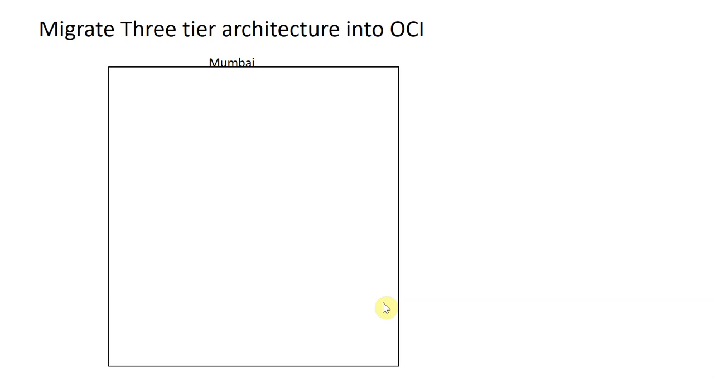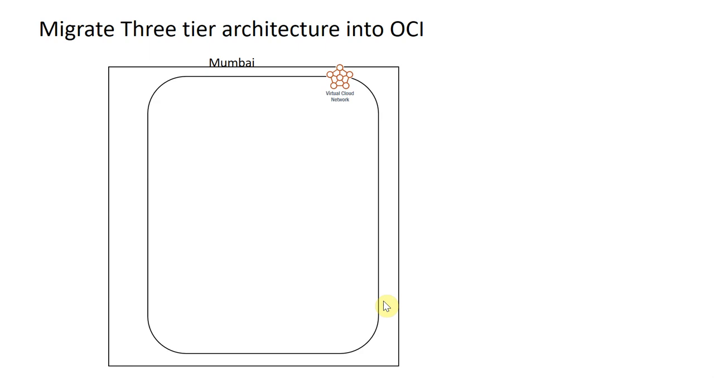And the first step to create the architecture is the networking. Networking is the heart of OCI, any cloud architecture. So first of all, we create the network. Here in OCI, we'll create the network as a virtual cloud network, where we'll get a CIDR range, which will be the bulk amount of the IP range. Once it is created, we need to create the subnets.